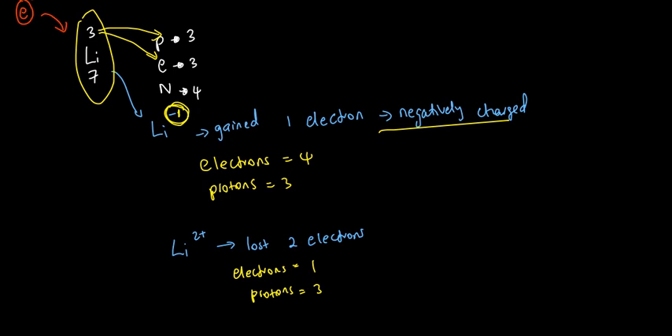So this one now we'll say it is positively charged. So when you lose electrons, you become positively charged. When you gain electrons, you become negatively charged. Right? So that is what is happening there.